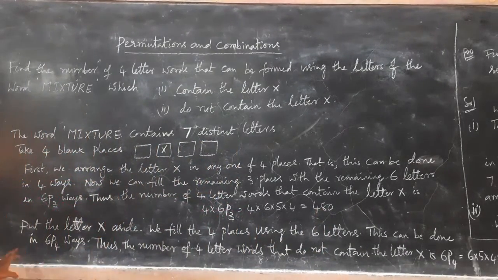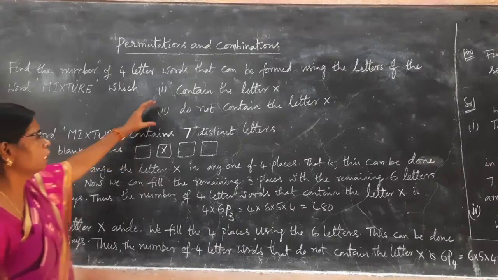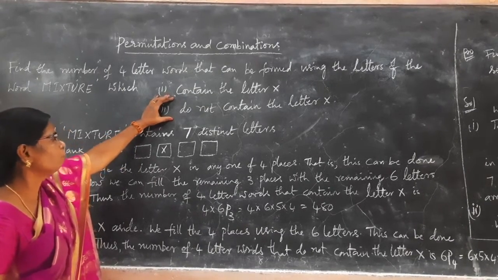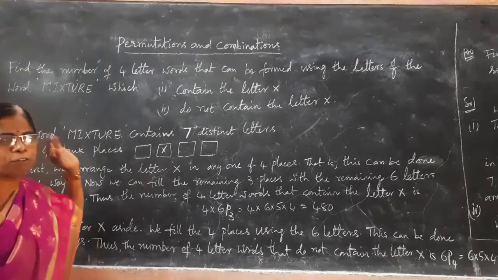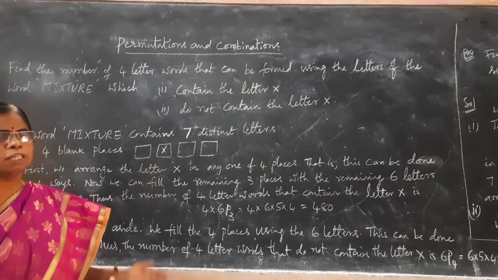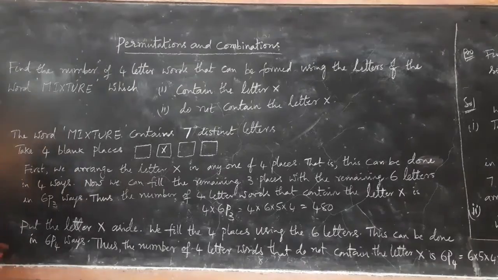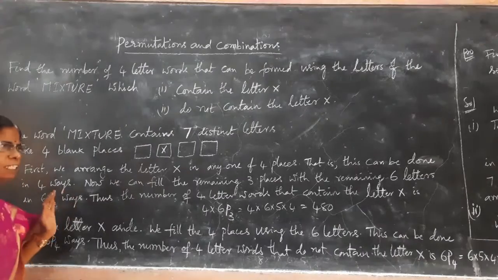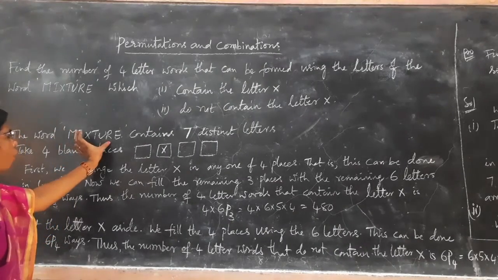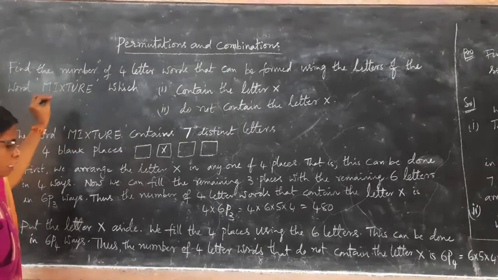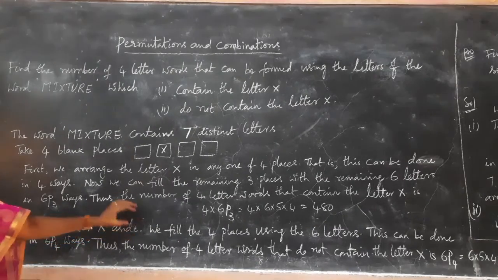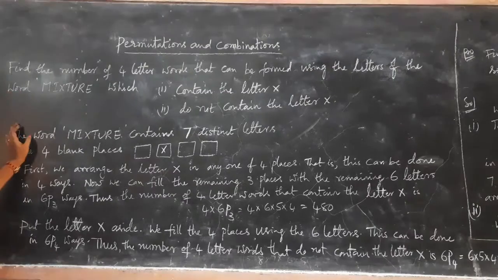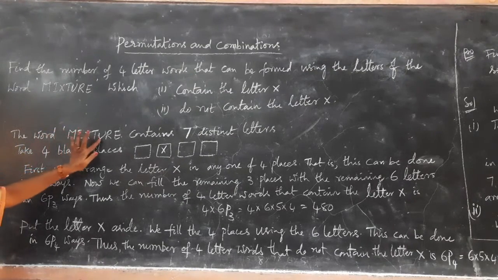Okay, that is over. Next I come to the second question, the 4-letter words that do not contain the letter X. We have to find the number of 4-letter words that do not contain X. If X should not be there, it is very easy. Remove X from the 7 letters and put the letter X aside. Now we have 6 distinct letters.